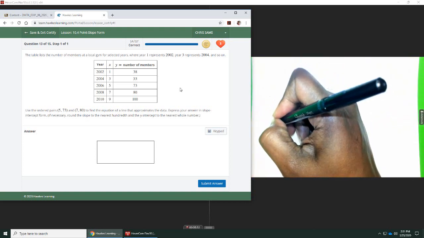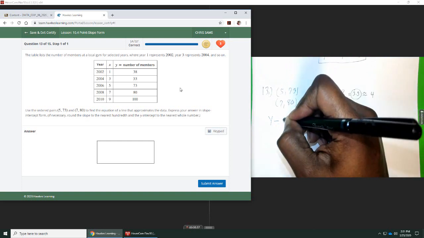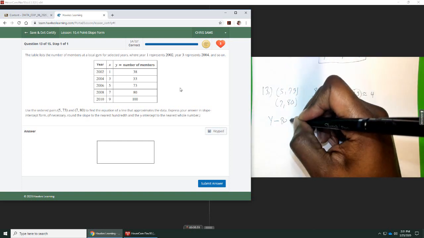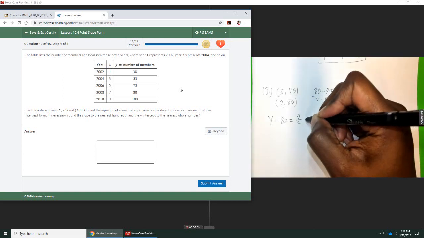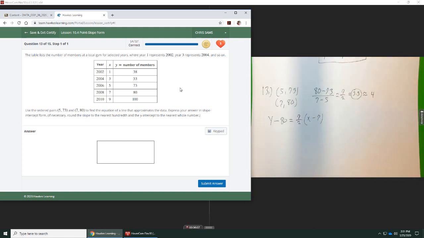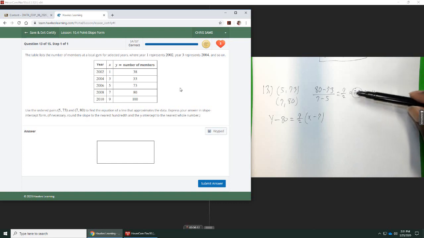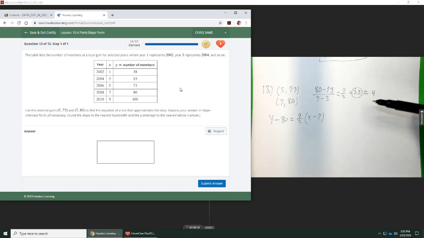And plug this into point-slope form. Y minus, I use 7 and 80. The y value of 80 equals 7 over 2 times x minus 7. So first I'm going to do it like this, and then I'll round at the end. I'm doing this because each time if you round, it's going to throw your answer off a little bit more, and I don't want to round until we get to the end to make sure we don't make any mistakes.